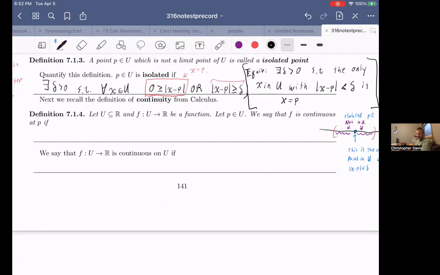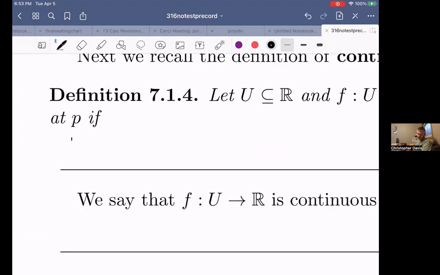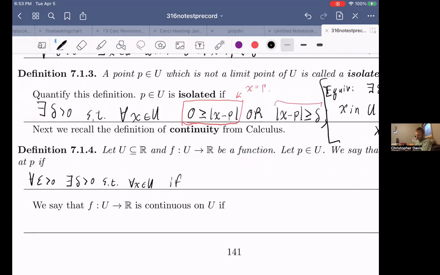The other thing that you'll remember from your days in Calc 1 is the definition of continuity. What does it mean to be continuous? Let U be a subset of R and f from U to R be a function. Let p be in U. We say that f is continuous at p if, and you know exactly what I'm about to write, for every epsilon bigger than 0, there exists a delta bigger than 0, such that for all x in U, if the absolute value of x minus p is less than delta, then the absolute value of f of x minus f of p is less than epsilon. And right, that's exactly the definition you remember.